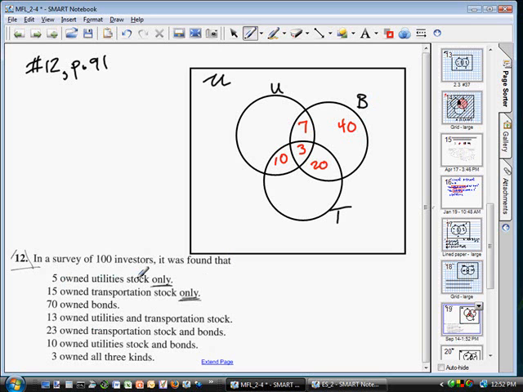15 owned transportation. That can't be right. Oh, 15 owned transportation only. So they're telling you 15 is this part out here that has no overlap. That's a little different. Notice I even underlined it. 5 owned utilities only. So that's just flat out telling you that that lonely part out there only has 5.